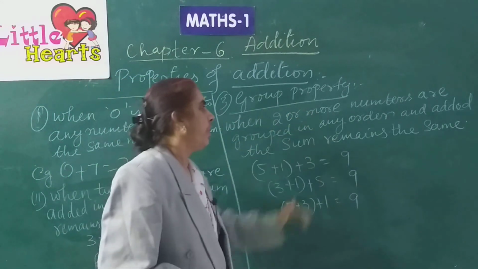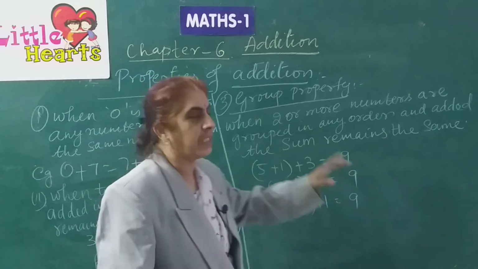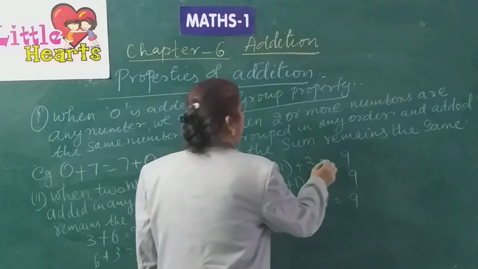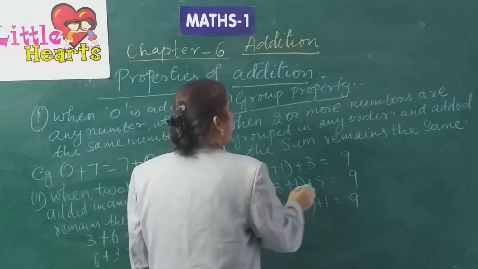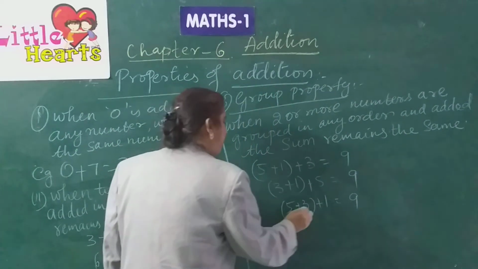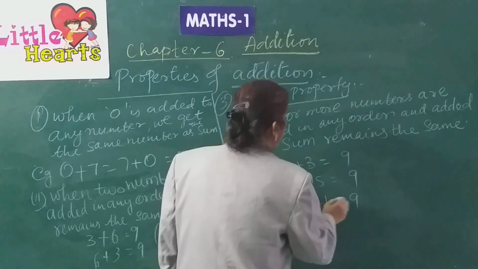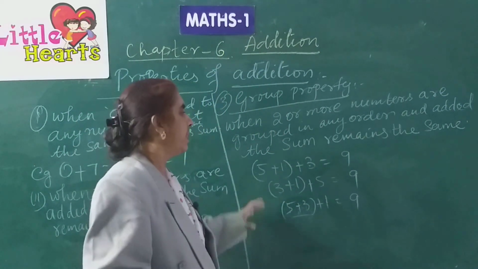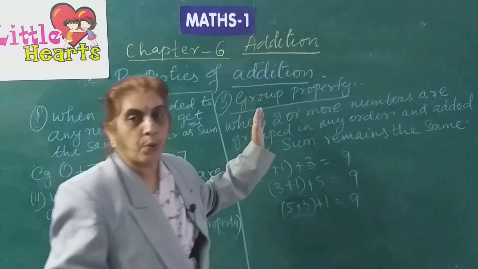Group property. When two or more numbers are grouped in any order and added, the sum remains the same. 5 plus 1 plus 3 is 9. 5 plus 1, 6. 6 plus 3 is 9. 3 plus 1 plus 5. 3 plus 1 is 4. 4 plus 5 is 9. 5 plus 3 plus 1. 5 plus 3 is 8 plus 1. 8 plus 1 is 9. So if you change the order of these three numbers and add, the sum does not change. It remains the same. It is known as group property.